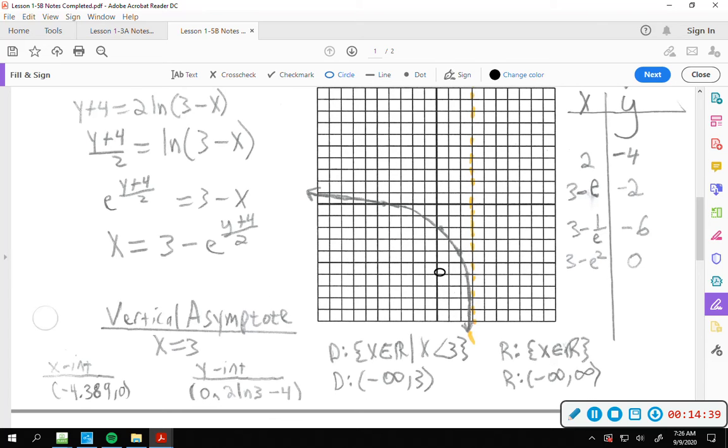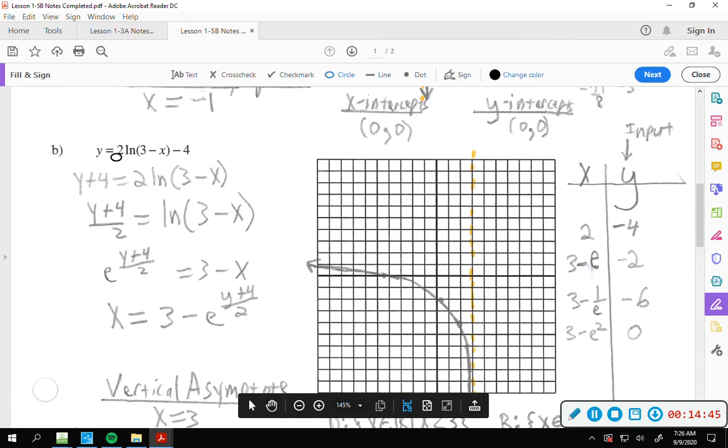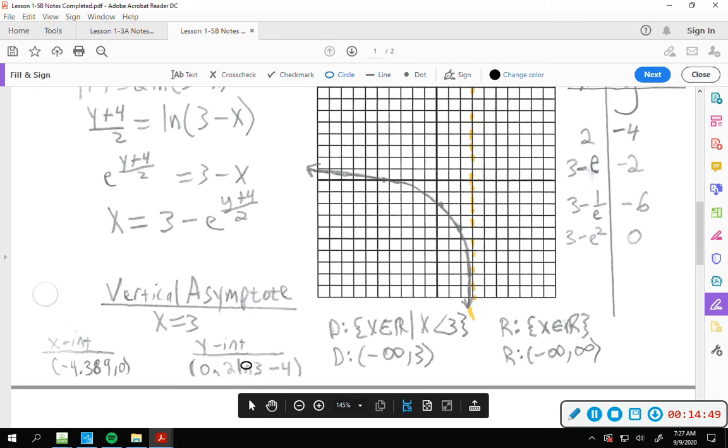How do we find the x and the y-intercept? To find a y-intercept, plug in 0 for x. Well, if we plug in 0 for x, we get 2 natural log of 3 minus 4. There's not much we can do with that. Just write it: 2 natural log of 3 minus 4. You can find the decimal value in your calculator, okay, and see if that is about the value that you're going through. To find an x-intercept, plug in 0 for y. Well, we did it right here.